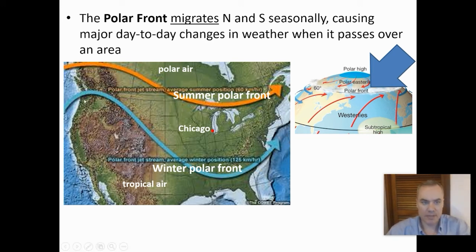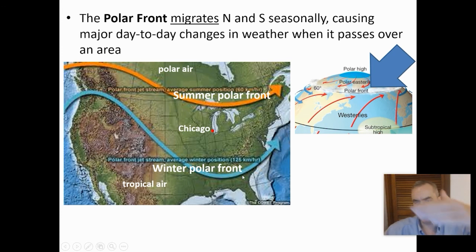Okay, so in the wintertime, here's the polar front way down here. That means that the westerlies have receded back behind it like this. But the polar air from up here can extend all the way down, for example, over Virginia, the Carolinas, et cetera, here, all the way down here. And when that polar front passes over your head, your day-to-day weather changes enormously.